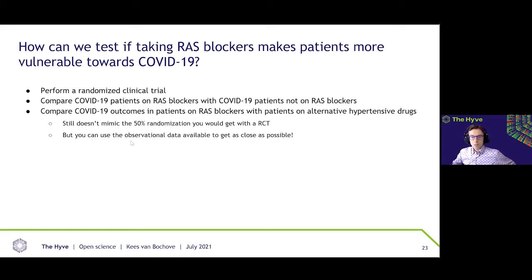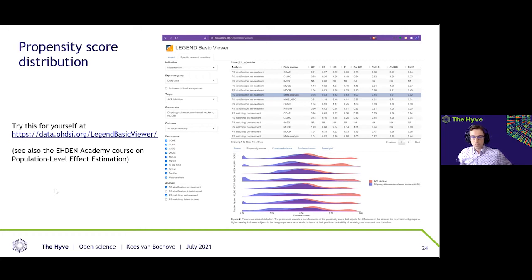Now, this doesn't fully mimic maybe the 50% randomization, but you can use statistical methods to make sure that we get as close as possible to this. How does that work? Well, one method that's used a lot in OHDSI is propensity score matching. What is the propensity score? It tells me for a patient, just based on the medical history, what I know about the patient, whether they are more likely to get what we call the target drug. So in this case, it would be an ACE inhibitor or an angiotensin receptor blocker, versus the comparator drug, the drug that I'm comparing with. And in the paper, we take classes like the calcium channel blockers and thiazide diuretics, which are comparable drugs.